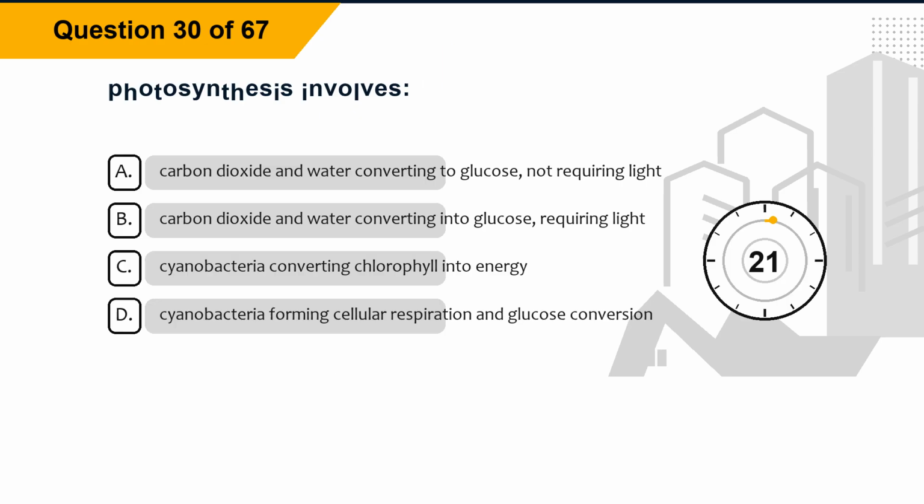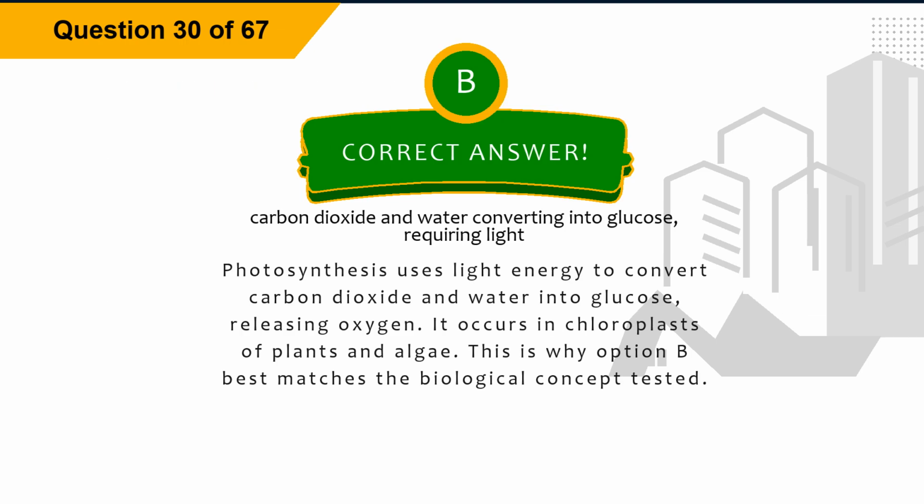Question 30. Photosynthesis involves: option A, carbon dioxide and water converting to glucose, not requiring light. Option B, carbon dioxide and water converting into glucose, requiring light. Option C, cyanobacteria converting chlorophyll into energy. Option D, cyanobacteria forming cellular respiration and glucose conversion. The correct answer is option B, carbon dioxide and water converting into glucose, requiring light.